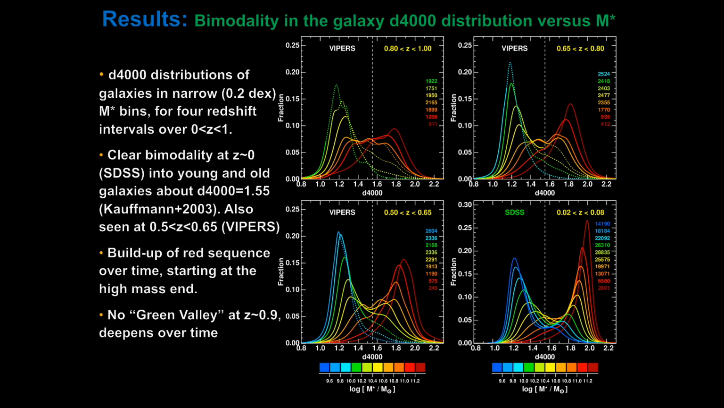Continuing to higher redshifts, we can now see the development of the bimodality and the build-up of the red sequence over time, starting at the high mass end. At Z of 0.9 we only see a peak marking the red sequence in the highest stellar mass bin, and as we move to lower redshifts it extends down to include more and more mass bins. Similarly, we see no green valley at Z of 0.9, but it then rapidly develops and deepens with time.